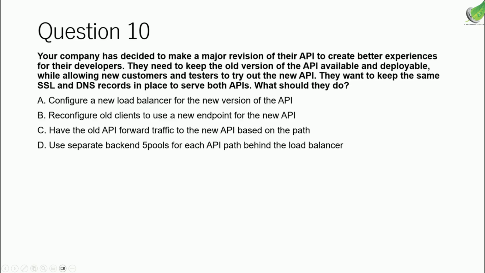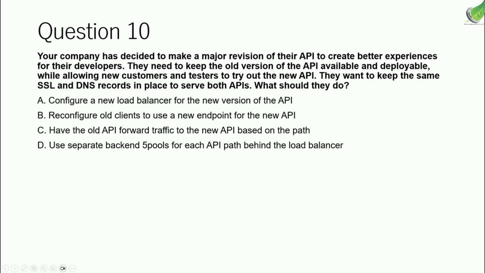Option A is incorrect. A new load balancer would get a new IP address. This would require a new DNS record to point to it, which violates the requirement to keep the DNS records the same. Option B is also incorrect. The question states that the old version must remain available. This option implies forcing old clients to migrate, which contradicts the requirements. Besides, the term new endpoint is vague and doesn't describe a clear routing implementation.